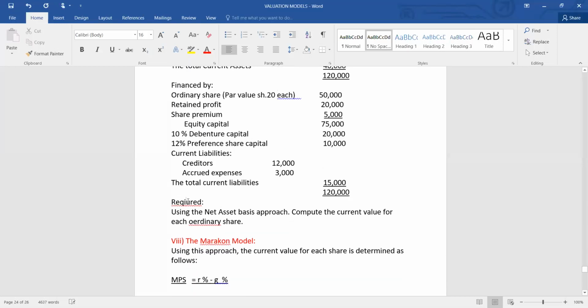Required: using the net asset basis, compute the current value of each ordinary share.